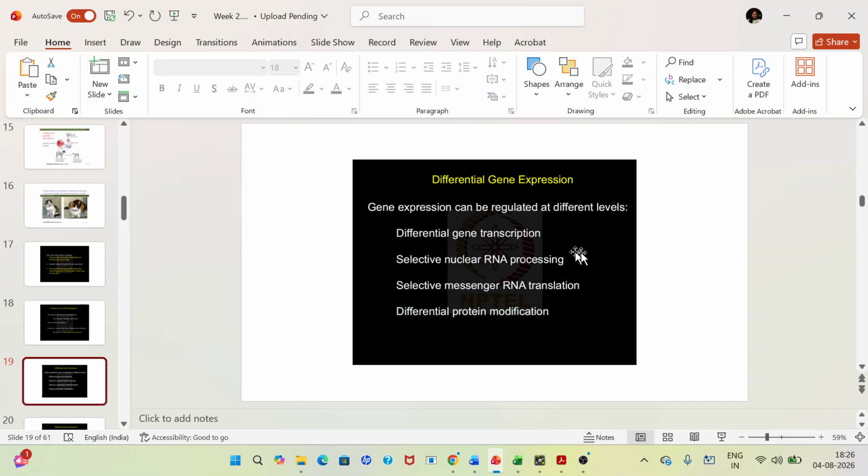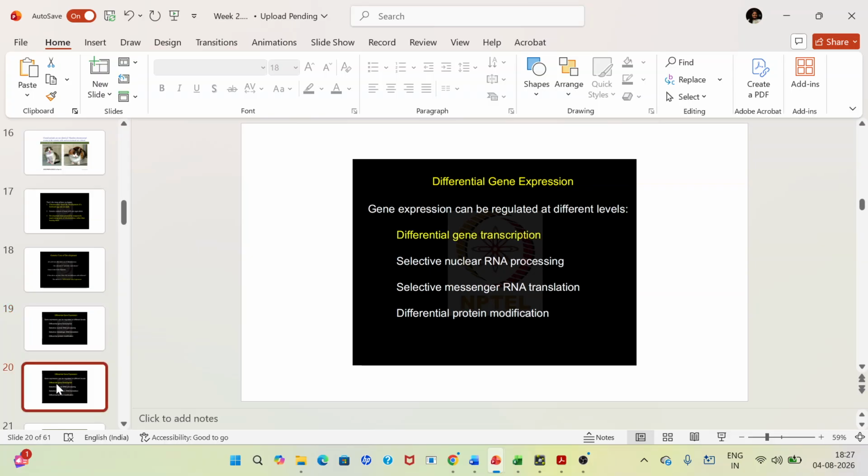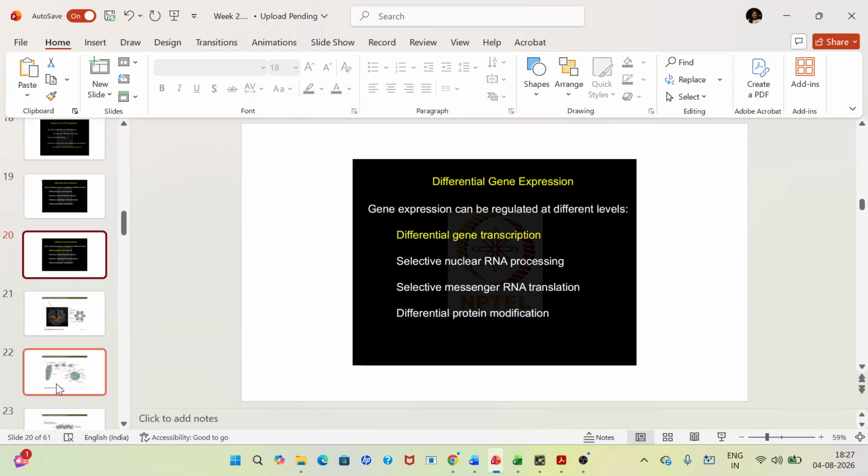Okay, so genes can be regulated at different levels, like differential gene expression, and selective nuclear RNA processing, that happens in the case of those genes where multiple exons are there in a single gene, and combinations of multiple exons form different kinds of proteins. So that kind of a thing happens. Selective messenger RNA translation also happens, and differential protein modification, that we will see further in the lecture series. Okay, so first we'll go with the differential gene expression.